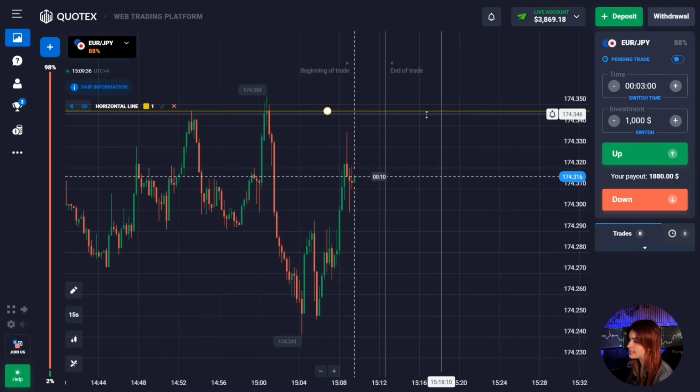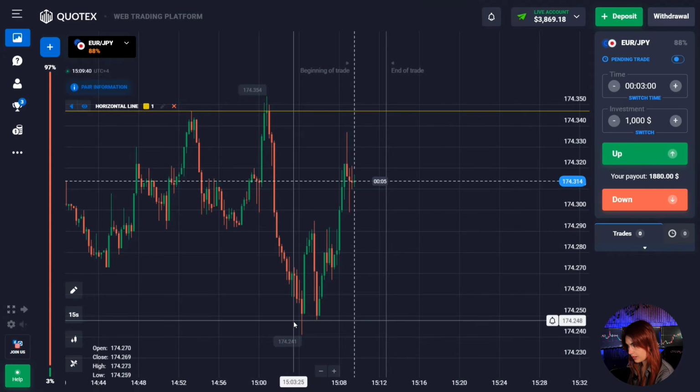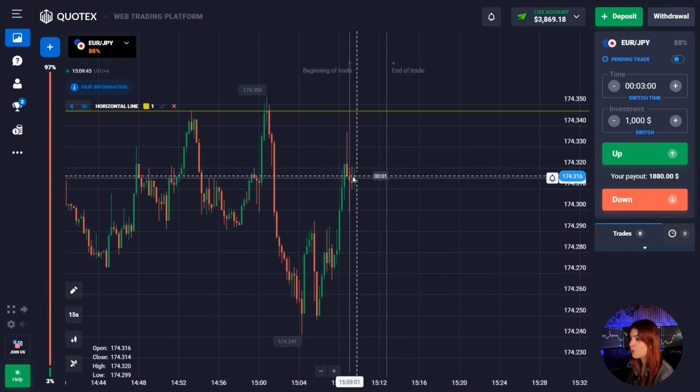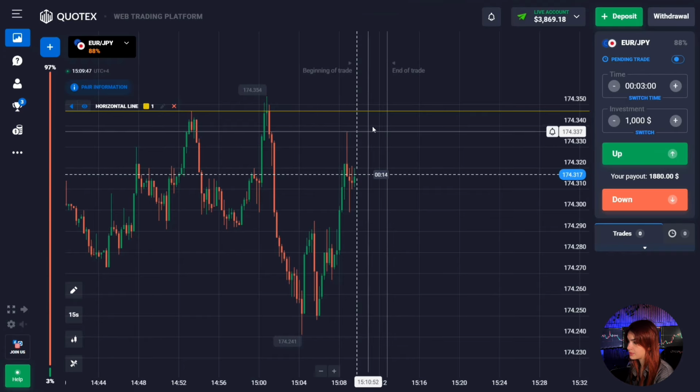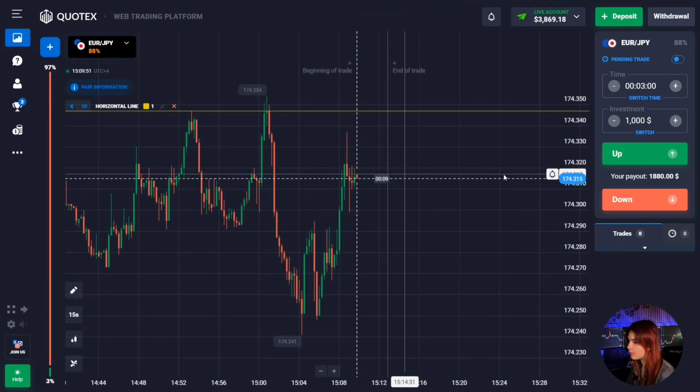Here at the top we see a resistance level. Also we see that at the moment there is a good confident uptrend. The price is moving up quite confidently and is approaching our level, and also at the same time there's still room before the level. So guys, let's open 3-minute deal with you on the uptrend.